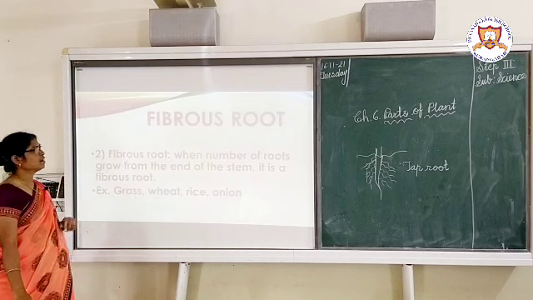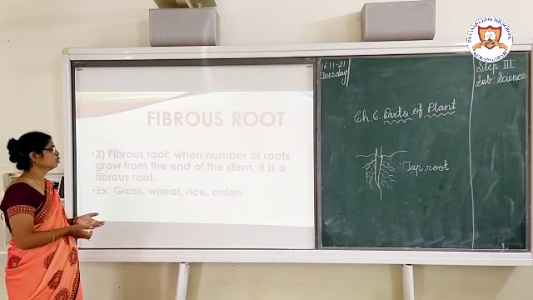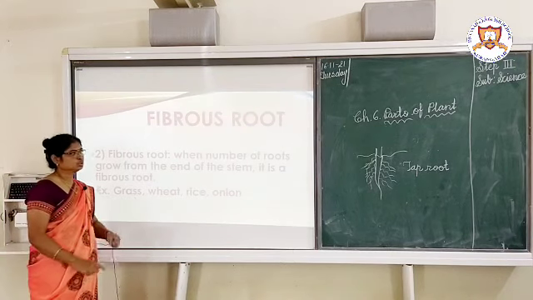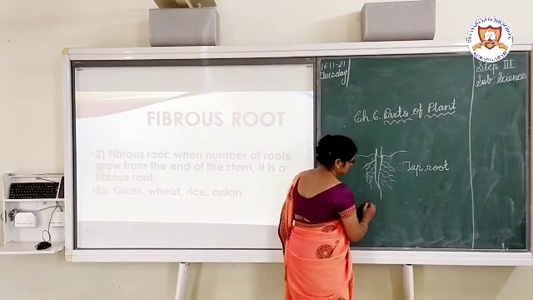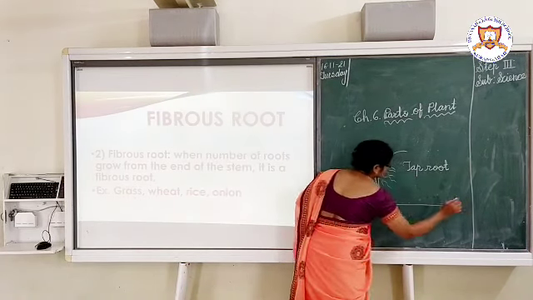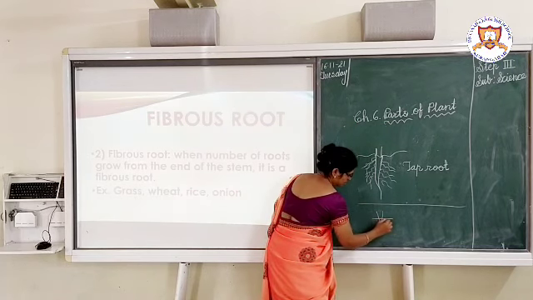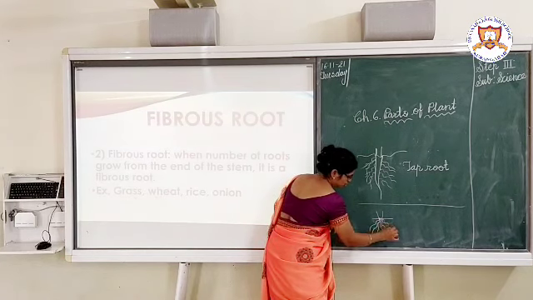Next is the fibrous root. When a number of roots grow from the end of the stem, it is called a fibrous root. I will show you that also in the diagram. See here. Suppose this is a stem, and below the stem, attached to the stem, a number of roots grow below the ground.